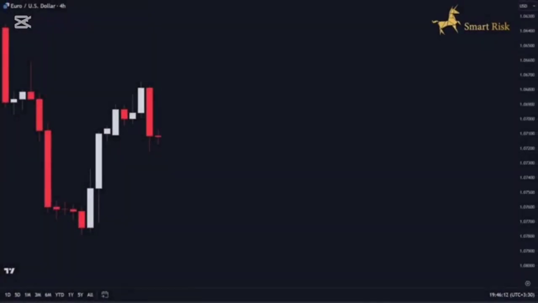Here we have Euro-Dollar 4-hour time frame on the screen. Now, we are going to identify the swing points as the potential buy-side and sell-side liquidity areas on the chart. Let's start by identifying the most recent swing points within this bullish rally wave. Can you point out where these swing points are located on the chart?